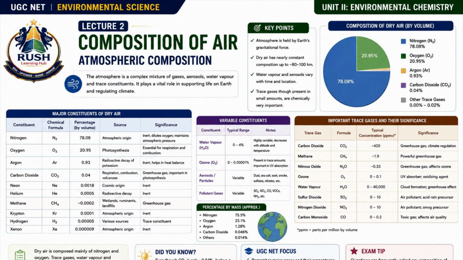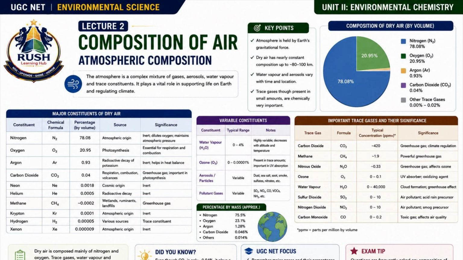In addition to these major gases, the atmosphere contains several trace gases. These include methane, nitrous oxide, ozone, hydrogen, neon, helium, krypton, and xenon. Although present in very low concentrations, trace gases are chemically significant because they influence atmospheric reactions, climate regulation, and air quality. Now let's discuss variable atmospheric constituents.